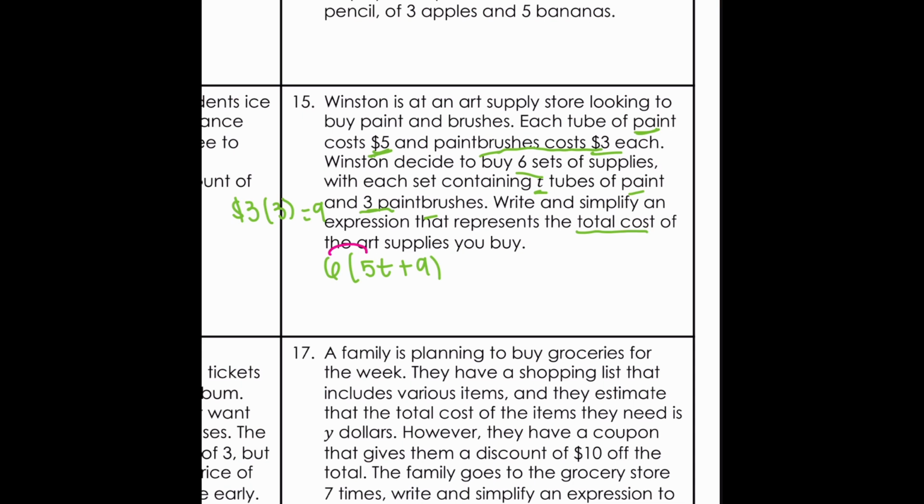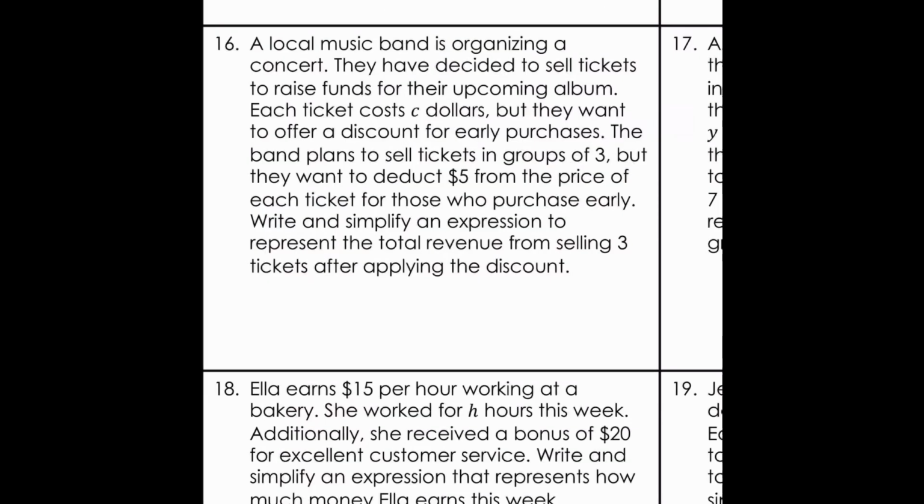Okay, so we're going to distribute the 6 to the 5. So 5 times 6 would be 30, 30T. And then 6 times 9 would be 54. And that is your answer.